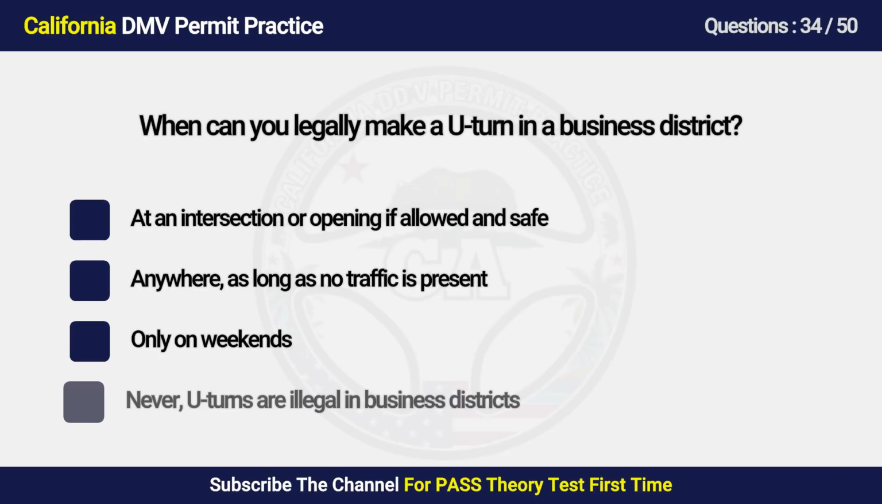Question 34. When can you legally make a U-turn in a business district? A, at an intersection or opening if allowed and safe. B, anywhere as long as no traffic is present. C, only on weekends. D, never. U-turns are illegal in business districts.